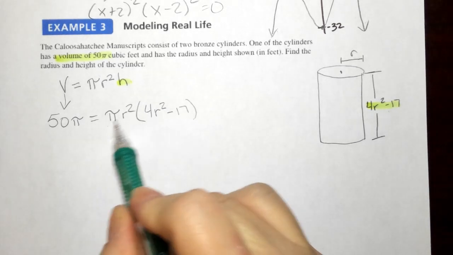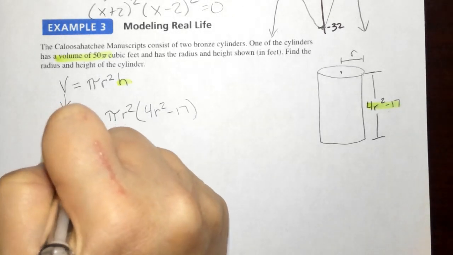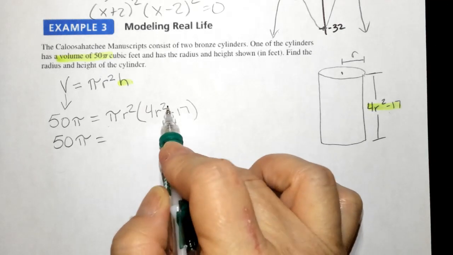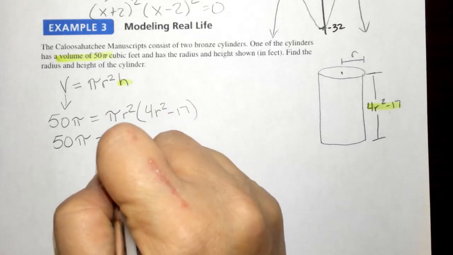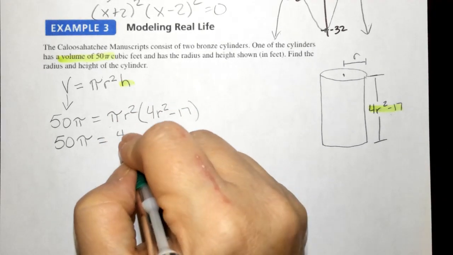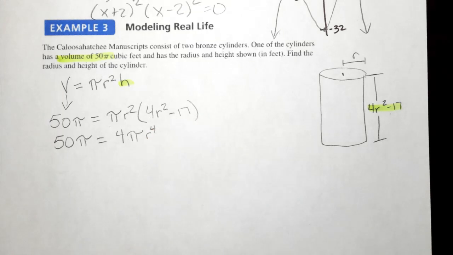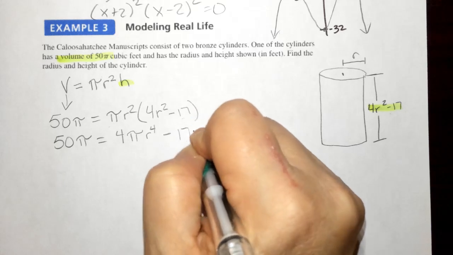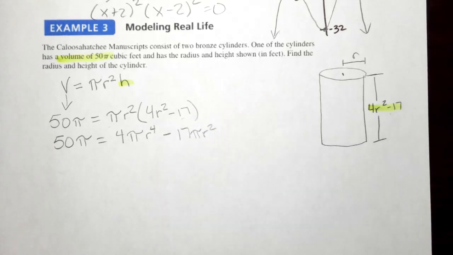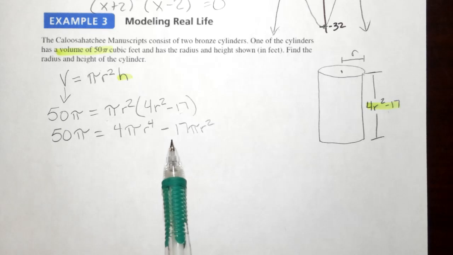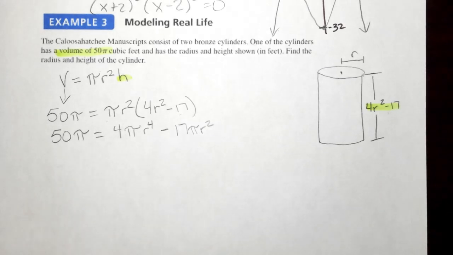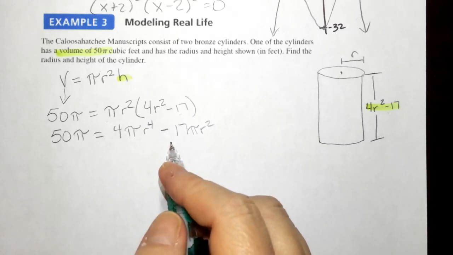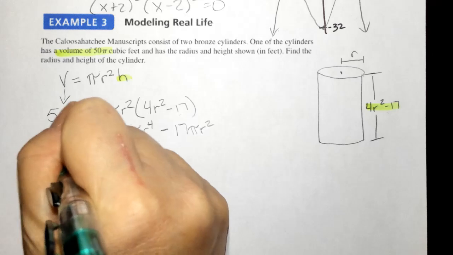So let's distribute this out. So we're going to multiply pi r squared times 4r squared. So, Miss Gill, what kind of crazy crap are you doing here? All we're doing is we have a 4, we have a pi, now we have r to the 4th. Okay? Then we're going to multiply 17 times this, so we basically have minus 17 pi r squared. Why did we do that? Because we need to set this equal to 0 in order to find our solution. So we need to move the 50 pi to the other side. So we're going to do that by subtracting our 50 pi.